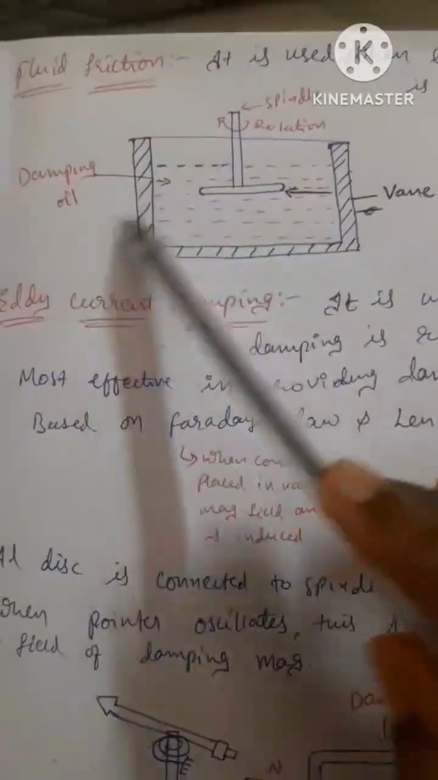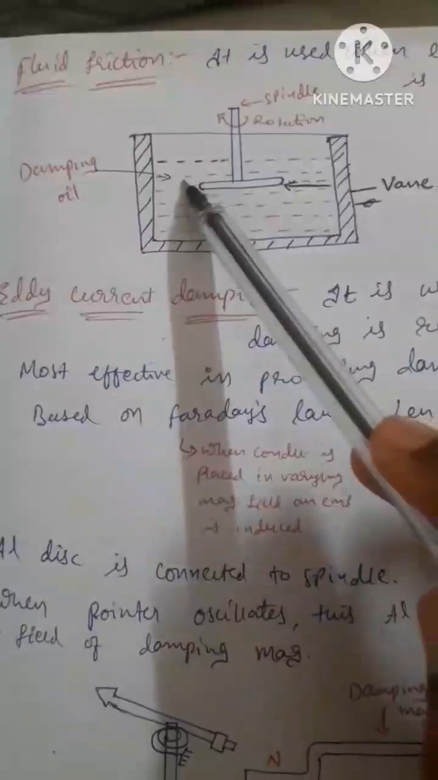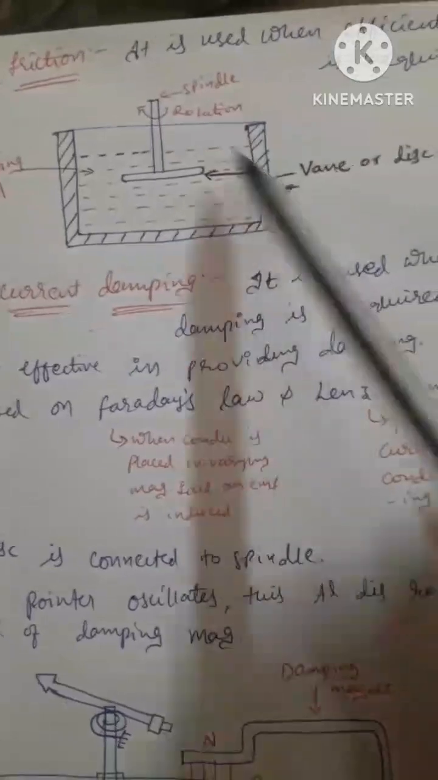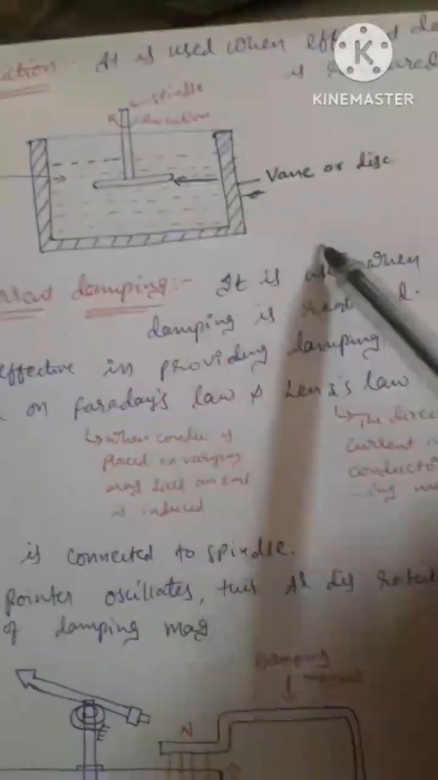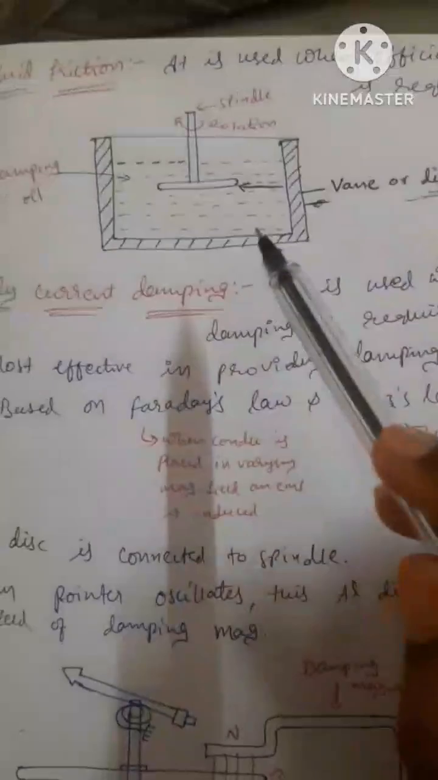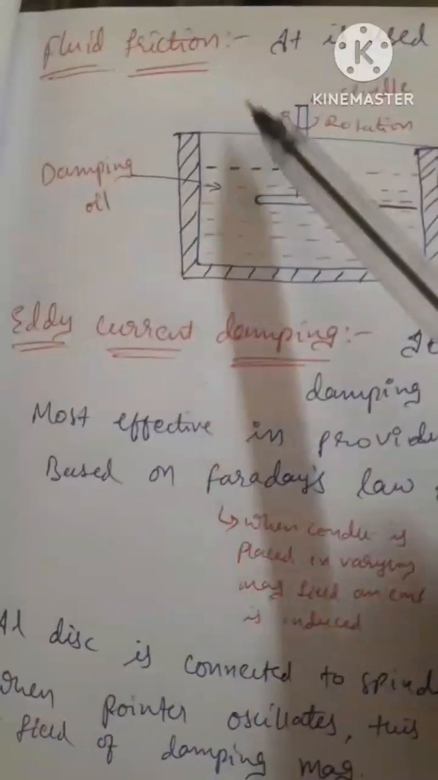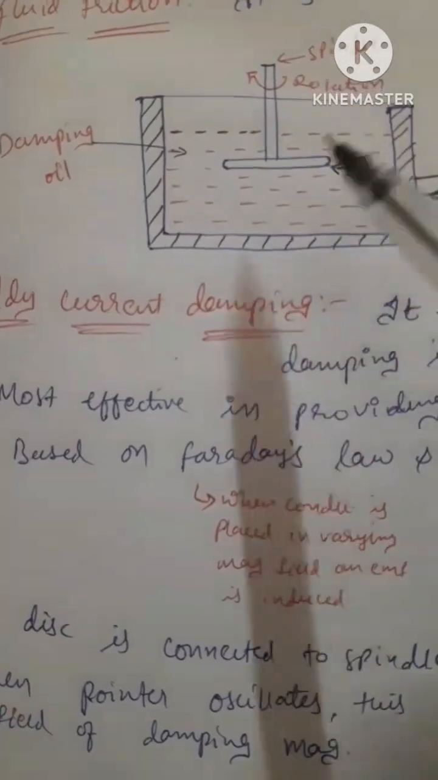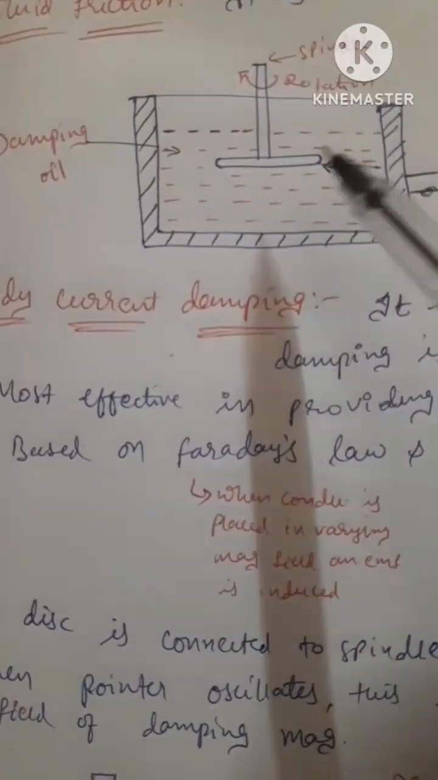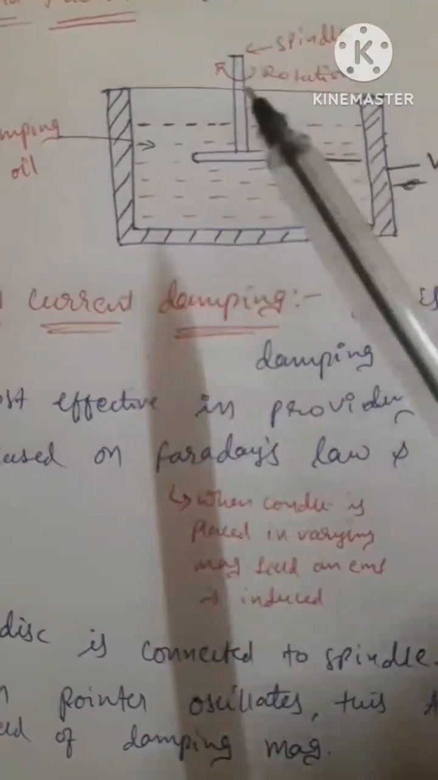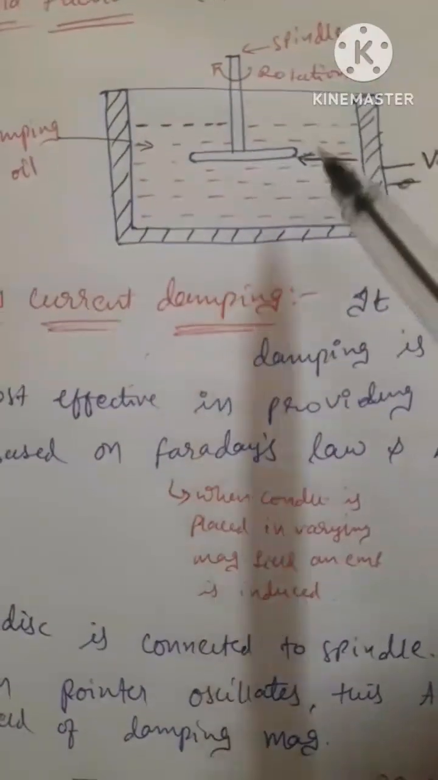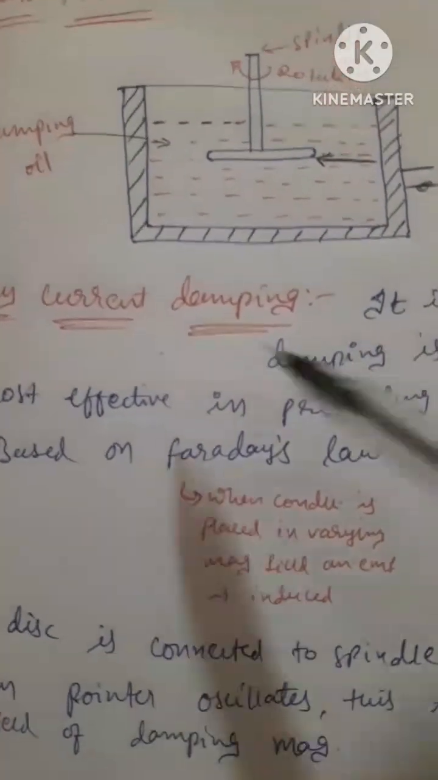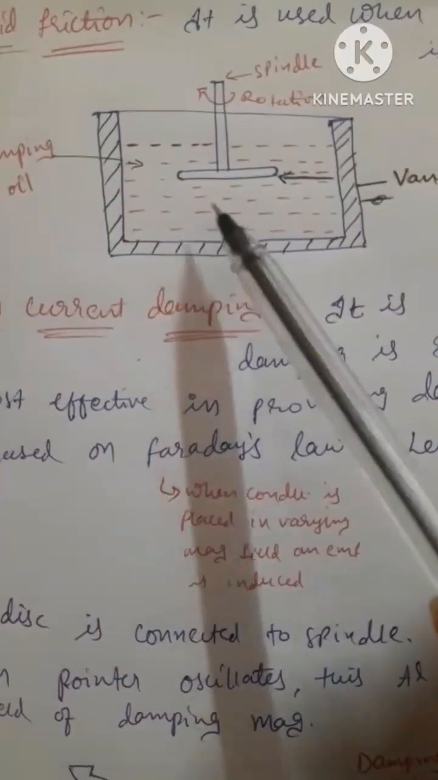Here we use oil, damping oil. This is the damping oil. This is the spindle. And this is the vane or disc. So what will happen in fluid friction is that the friction between the disc and the fluid is used for opposing the motion, and the damping force due to the fluid is greater because of the viscosity. So this disc is known as the vane.